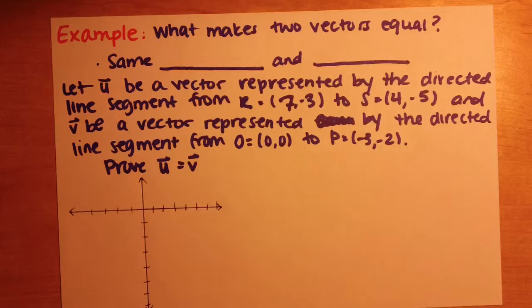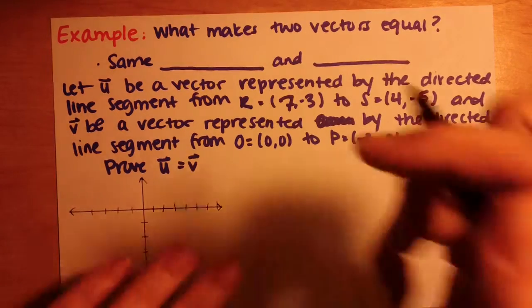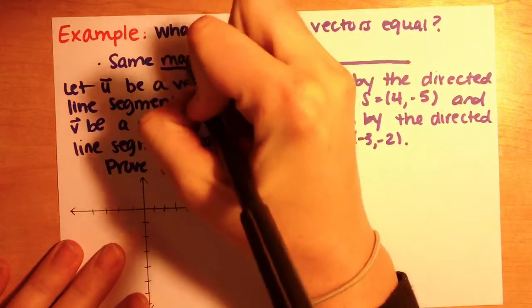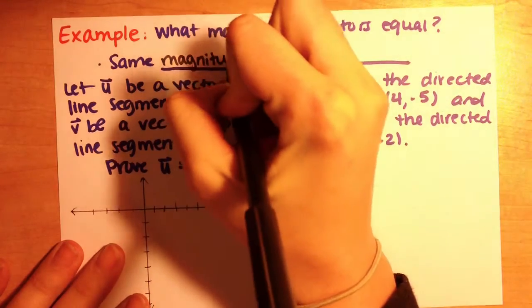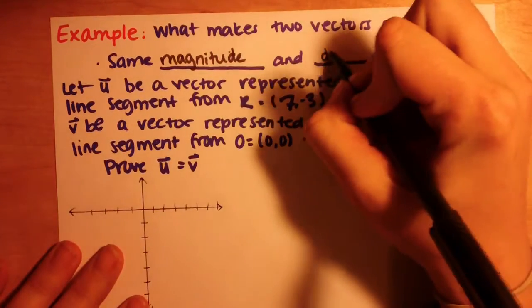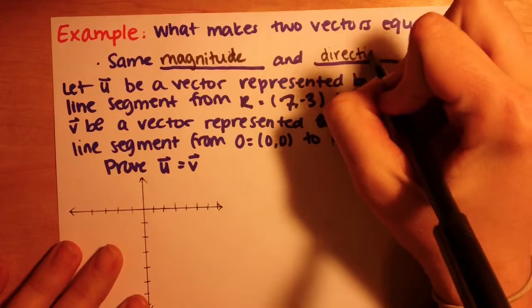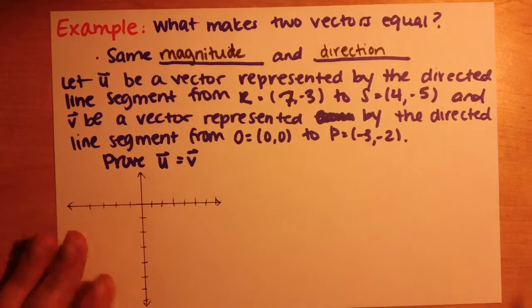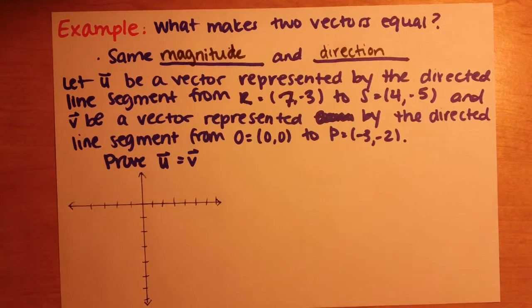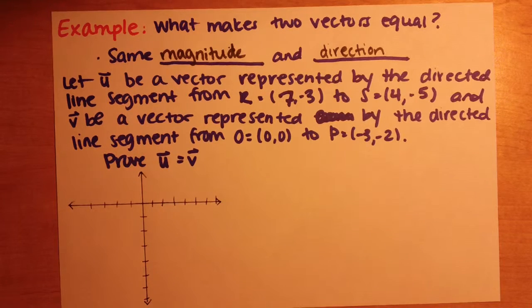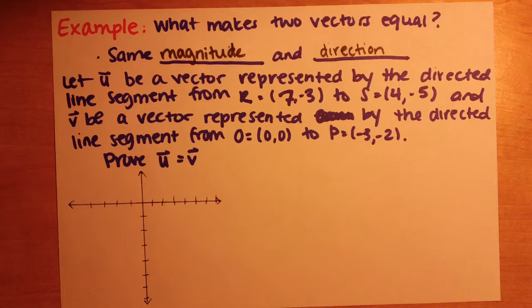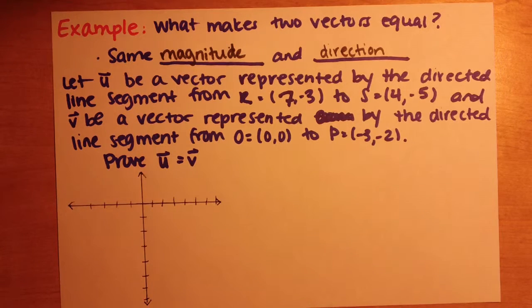So what makes two vectors equal? Two vectors are equal if they have the same magnitude and direction. So if we let u be a vector represented by the directed line segment from R equals (7, -3) to S equals (4, -5), and v be a vector represented by the directed line segment from O equals (0, 0) to P equals (-3, -2), we want to prove that they are the same vector.